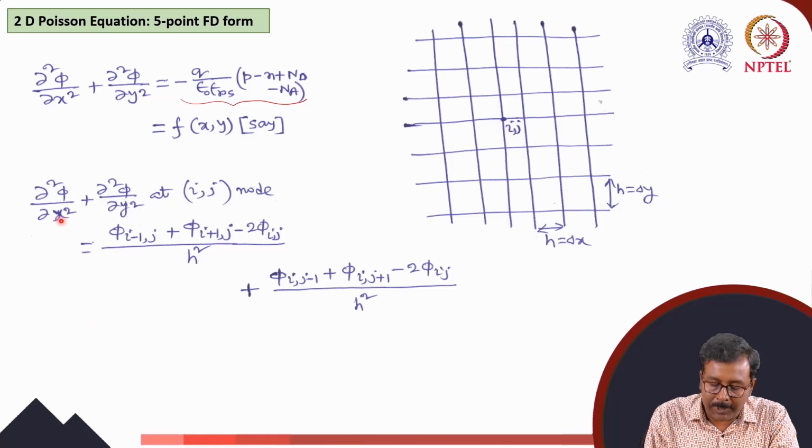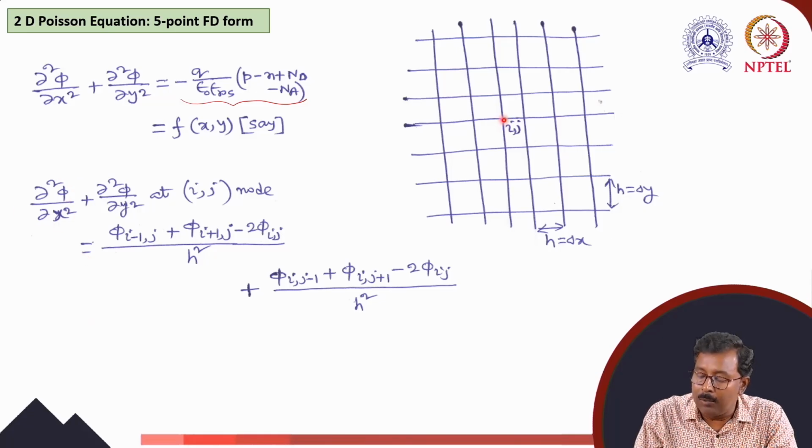We know the del square phi del x square value at node ij will be, from the left-side node phi i minus 1 j, plus phi i plus 1 j, this node value, minus twice phi ij, divided by h square. This is the del square phi del x square formula.